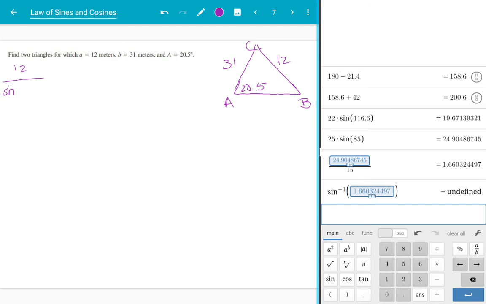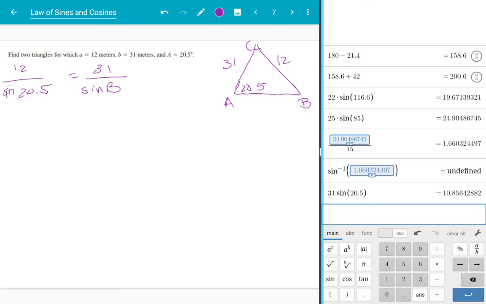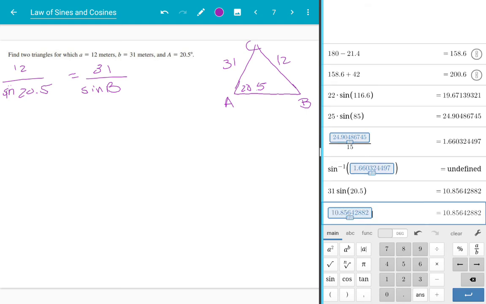All right, let's just say that sine 20.5 is equal to, so we're gonna go with 31 over the sine of b. I'm gonna need a lot more space on my paper here, so please do that algebraically correctly. I'm gonna go ahead and find the solution. So we're gonna go sine 31 times the sine of 20.5. Okay, and that's gonna give me 10.85. I'm gonna get that answer and divide it by 12.